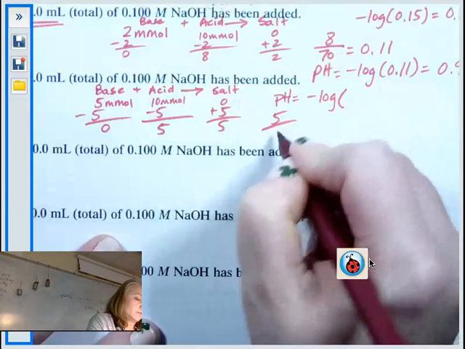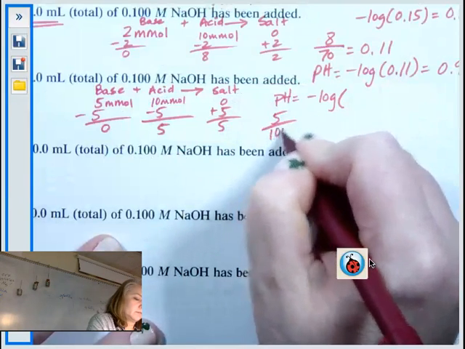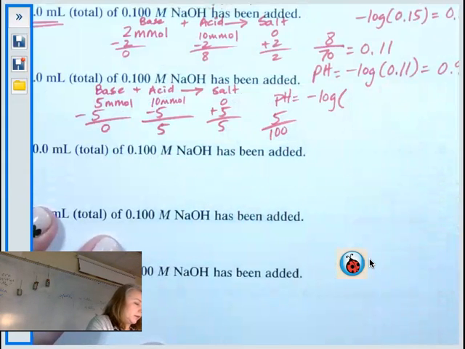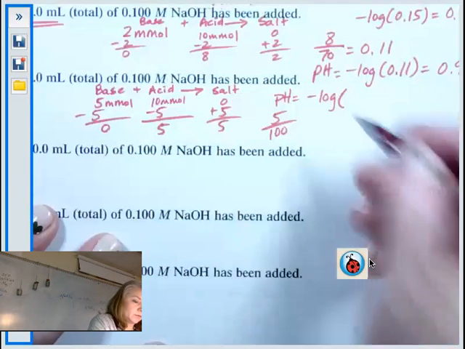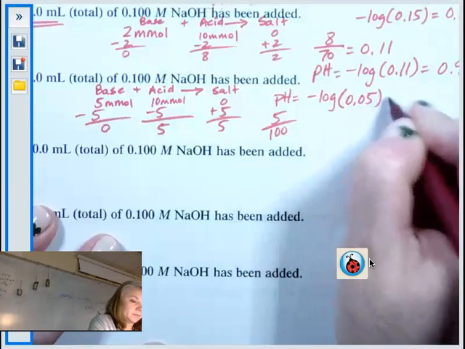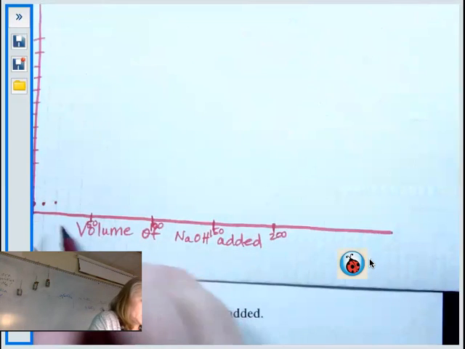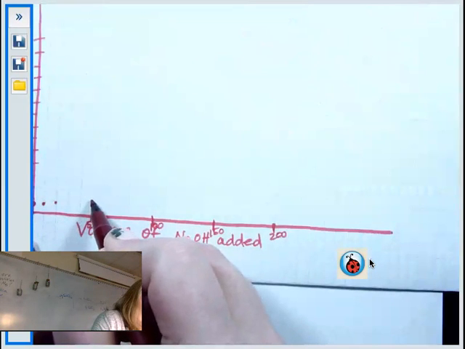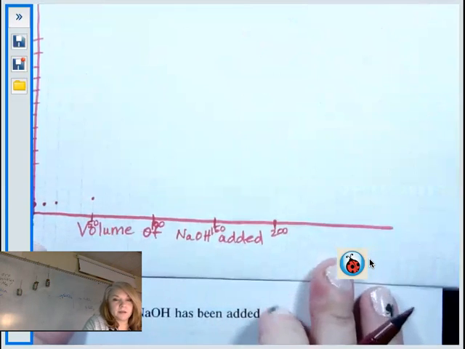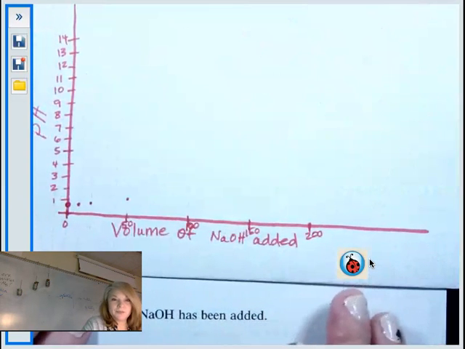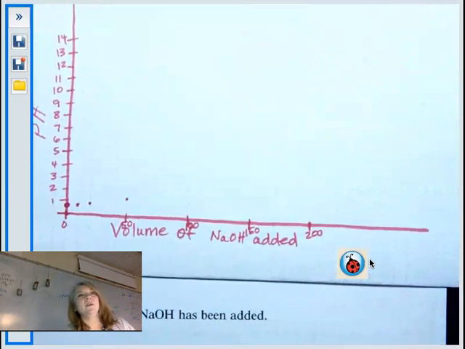Does that mean we have to go to 50? Or volume in our graph? So how many do you have? What's your pH now? 1.3. Yes, 1.3. Made it over 1. So pH is 1.3, and we added 50 milliliters, right? So 1.3 looks like right about in there. That's where yours is too?